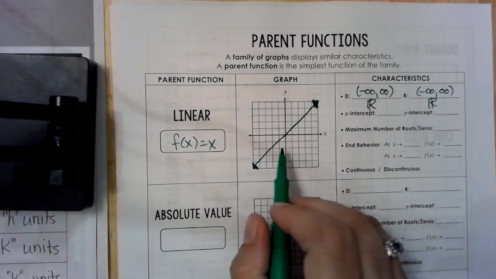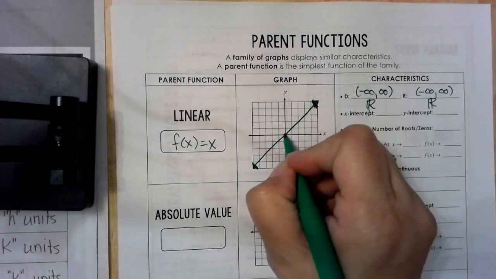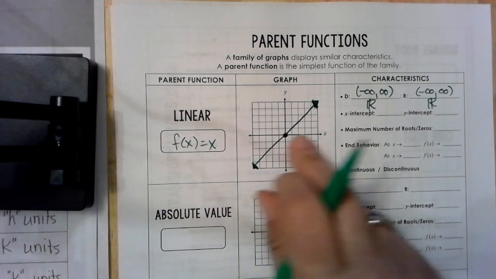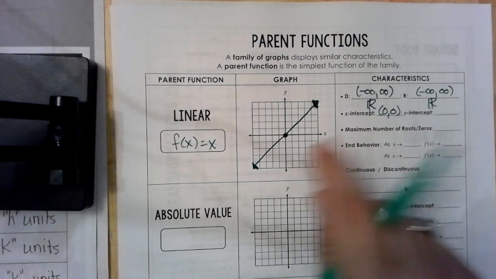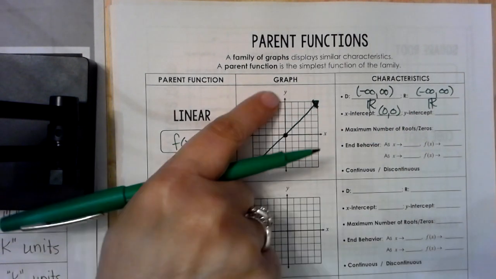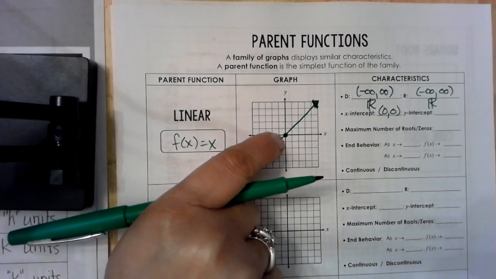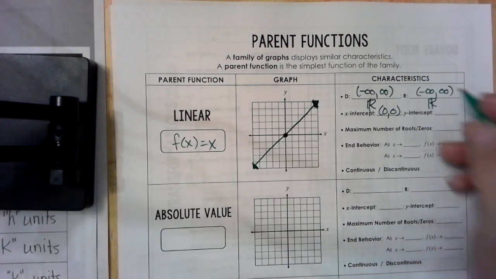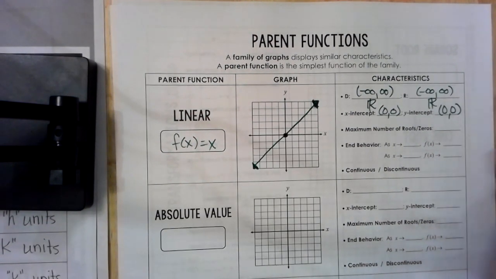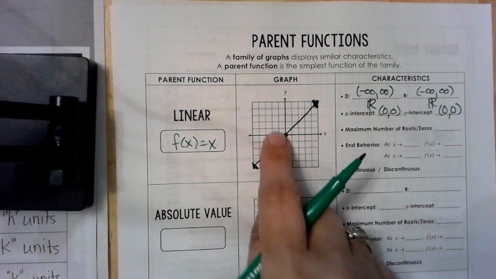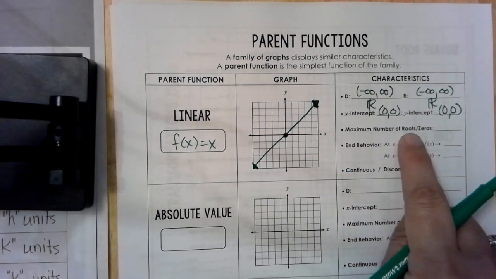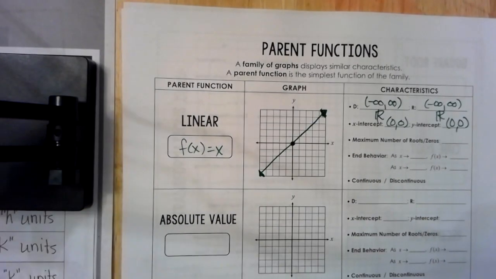The x-intercept is where the graph actually crosses the x-axis, and in this case, it's at the origin. The y-intercept is, again, where it crosses the y-axis, and that is, again, at the origin. Now, I can shift this line up and down, left and right, but I will always only have one x-intercept, one place where it could cross the x-axis.